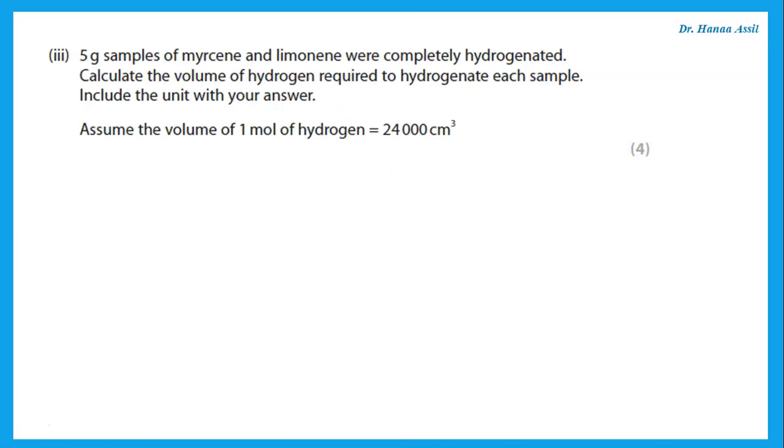5-gram samples of myrcene and limonene were completely hydrogenated. Calculate the volume of hydrogen needed for each sample. So we already know that these are the structures of myrcene and limonene, and that means the myrcene has 3 double bonds while the limonene has 2, and you should realize that each double bond needs 1 mole of hydrogen.